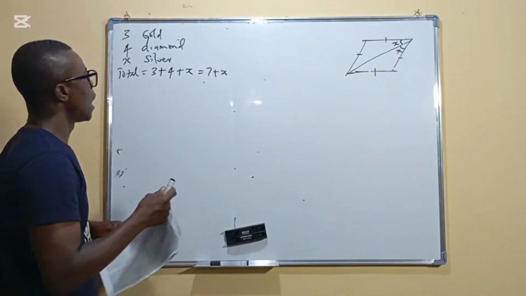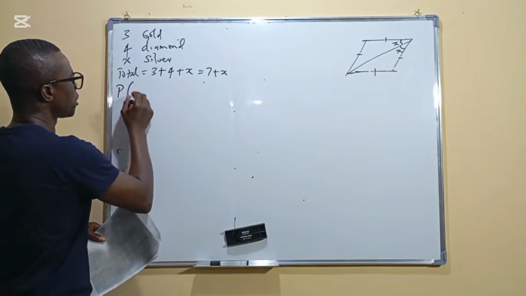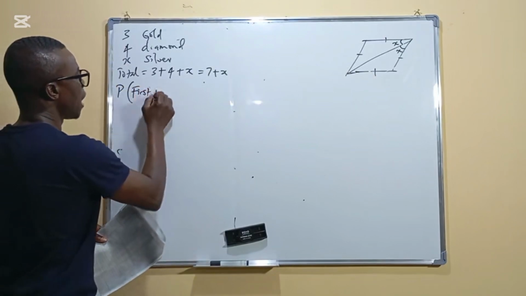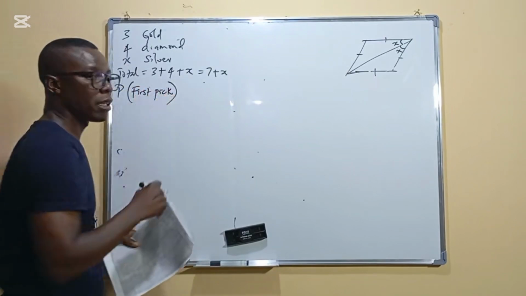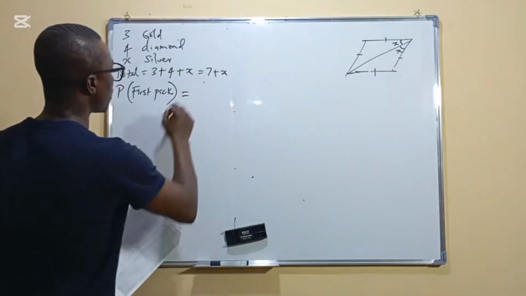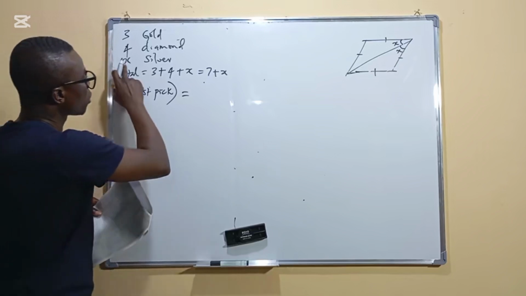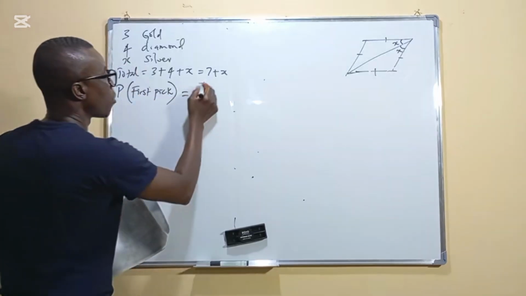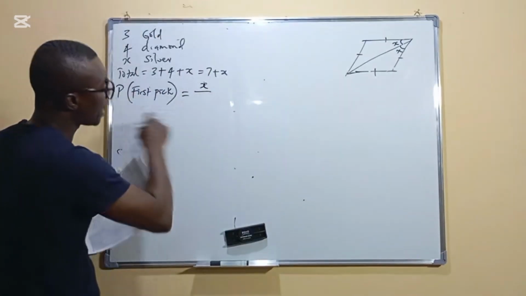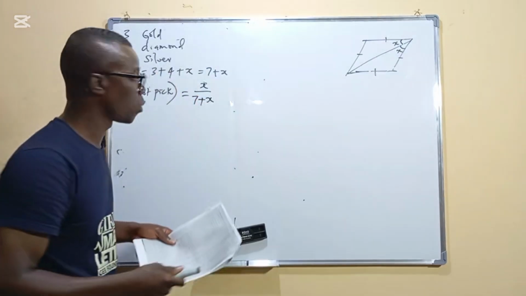Now, to do that, let's say for the first pick, let me call it the probability of first pick. And don't forget, it has to be silver, because they said the first is silver, the second is silver. So what will be the probability of picking a silver at first? Now, we are going to look at how many silver do we have? We have X silver over, in total, how many do we have? 7 plus X.